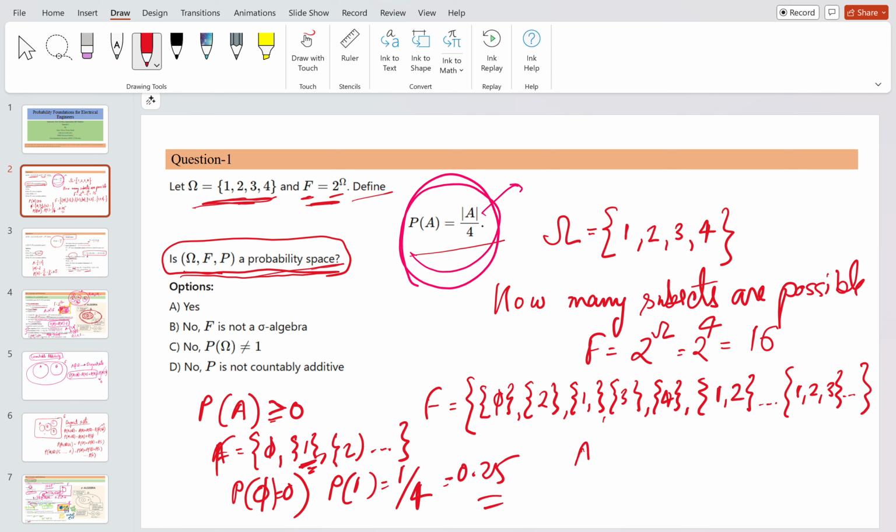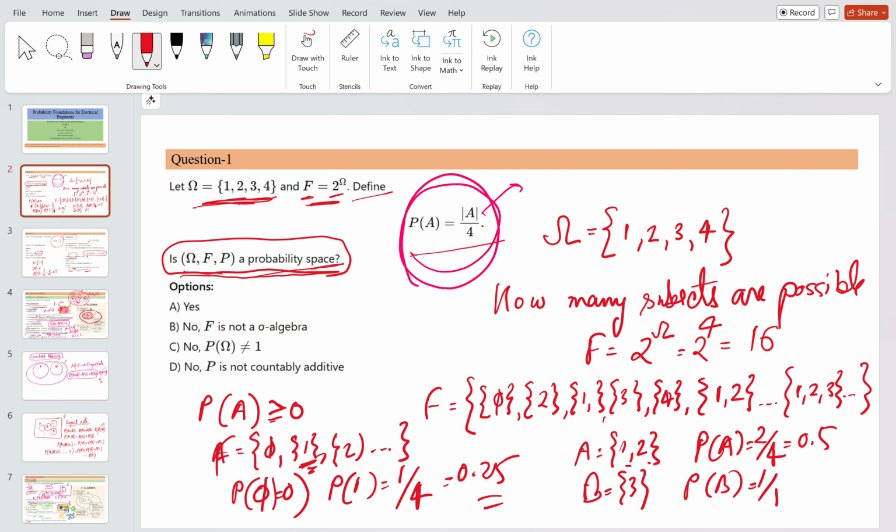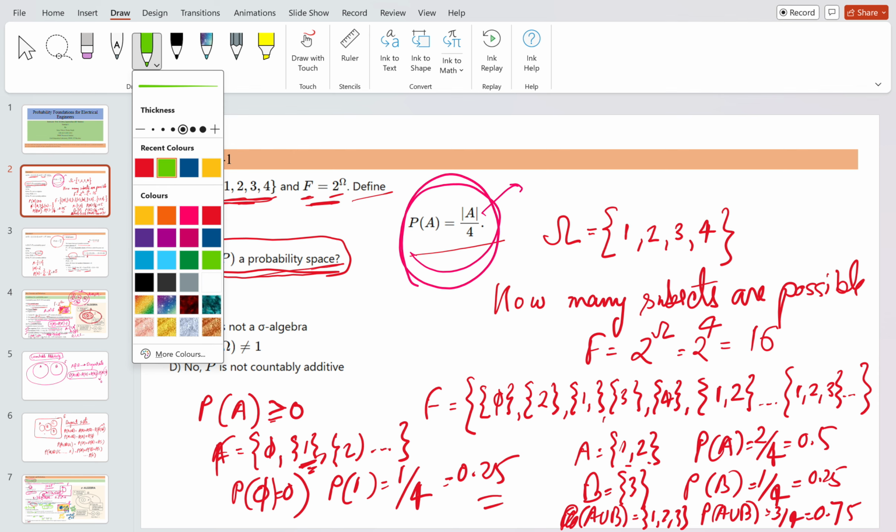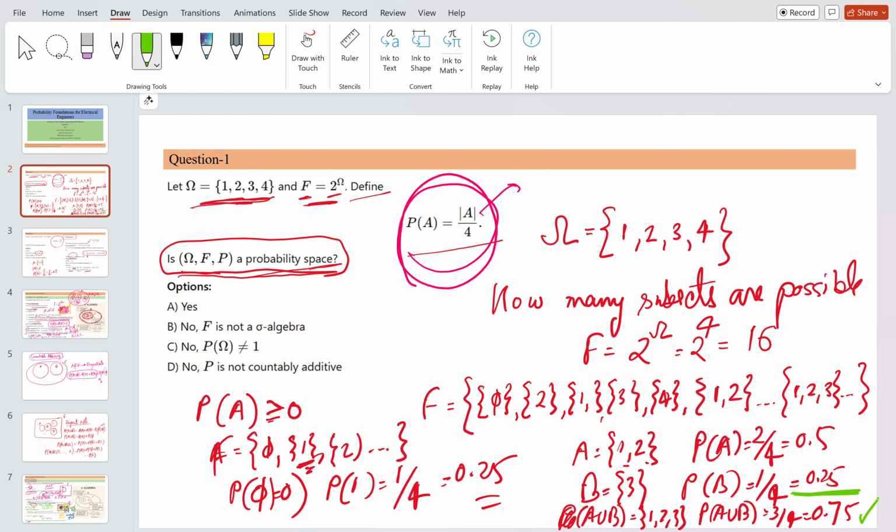Suppose let me take an example, A is equal to {1, 2} and B let's take as {3}. What is the probability of A? Probability of A will be 2 by 4 because two elements are there, that is 0.5. The probability of B is equal to 1 by 4 because one element is there, that is 0.25. What is the probability of A union B? A union B is simply {1, 2, 3}. Its probability is 3 by 4, that is 0.75. So when you sum up 0.5 and 0.25, that is equal to 0.75.